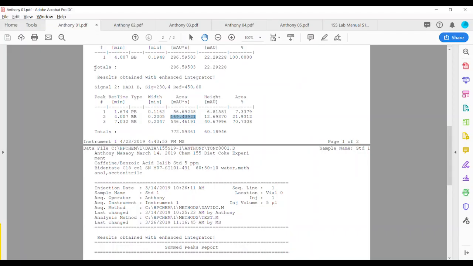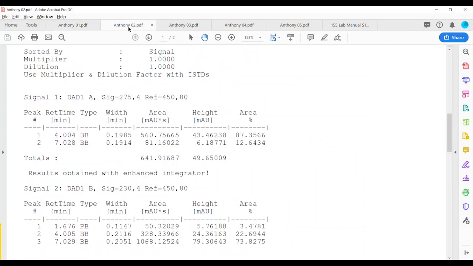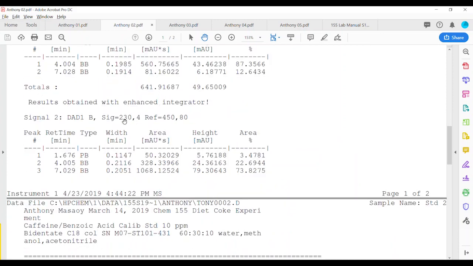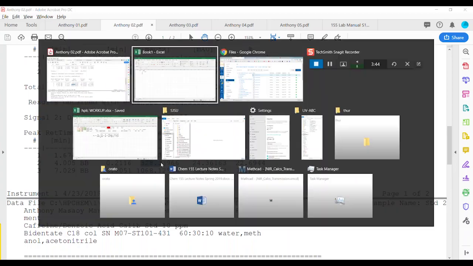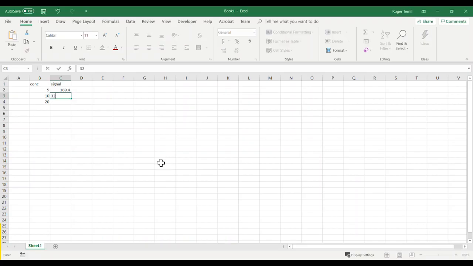Then we're going to go down to the 10 ppm data, right? 10 ppm is in the file Anthony 2 here. And we're going to go to, again, 230 nanometers and retention time 4 minutes. The area here is 328.3.